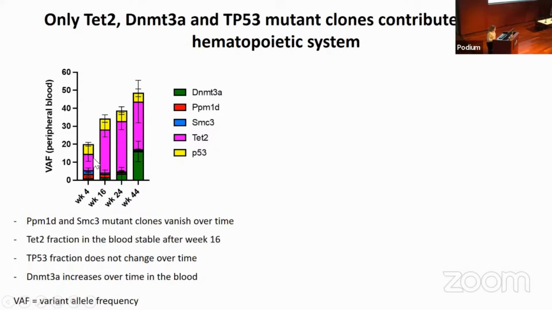TET2 showed the strongest engraftment at the beginning, which is week 4, and then you can see it's doubling at week 16 and then stays stable until the end. And for DNMT3A, at the beginning, we see slow engraftment, but then with time, as you can see here in the green color, it's going up to 15%.